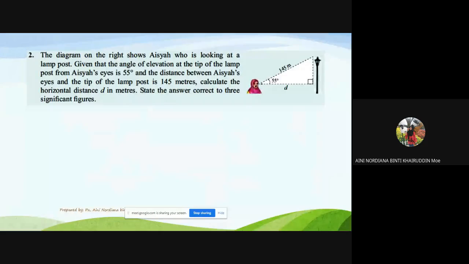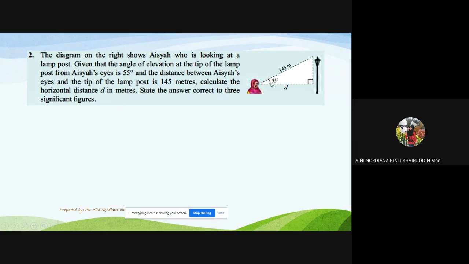Question number 2. The diagram on the right shows Aisha who is looking at the lamp post. Given that the angle of elevation at the tip of the lamp post from Aisha's eyes is 55 degrees, and the distance between Aisha's eyes and the tip of the lamp post is 145 meters. Calculate the horizontal distance D in meters. Take the answer correct to 3 significant figures. There are a few ways to solve this question.